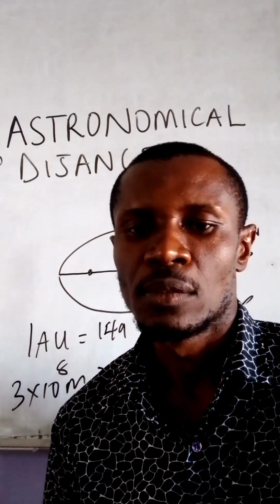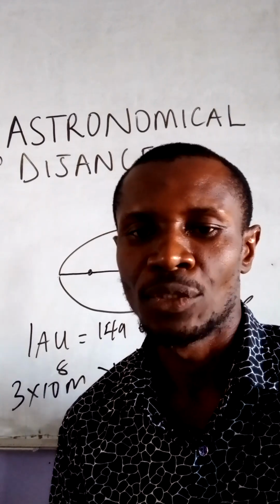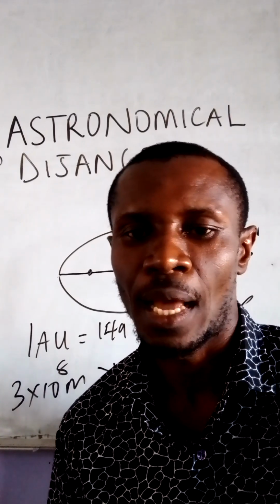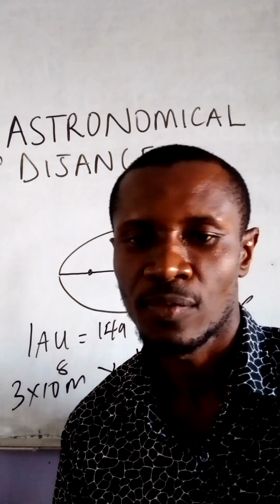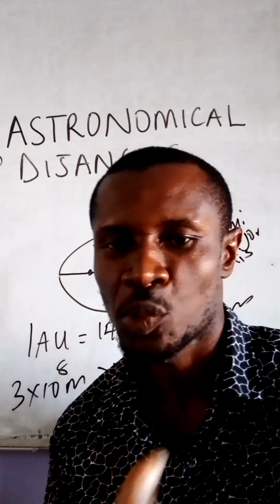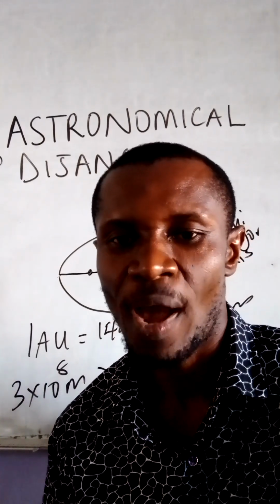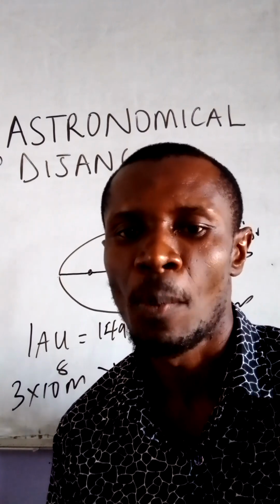Now, these units are used because they make the expression of distances to astronomical objects quite convenient when compared to the meter.